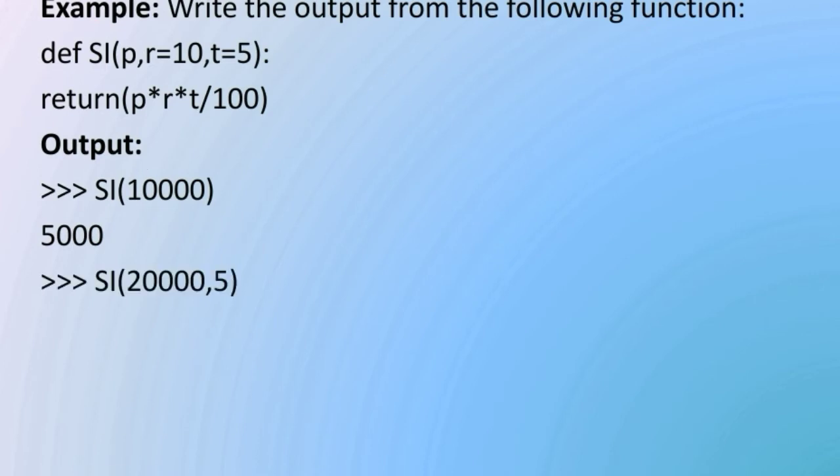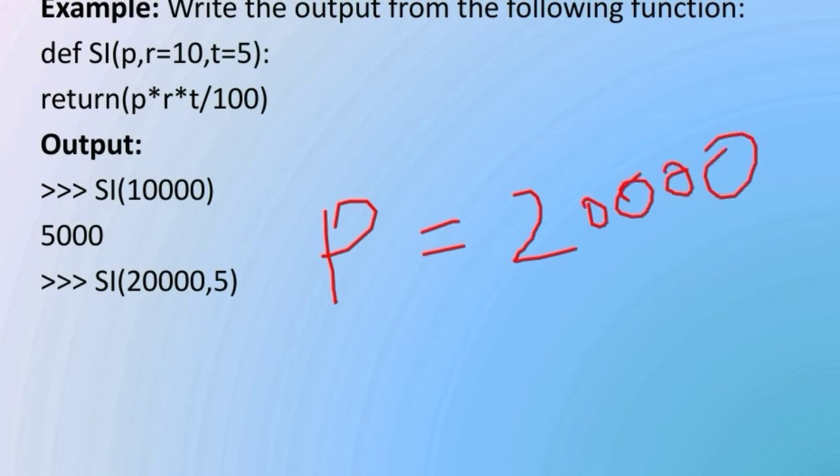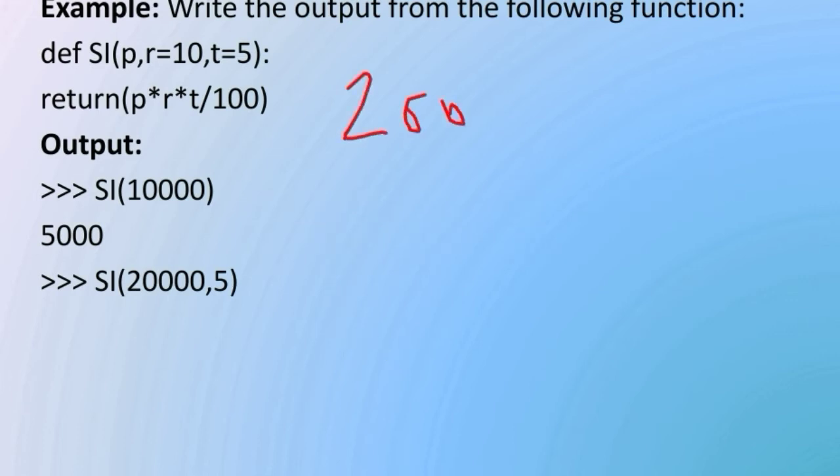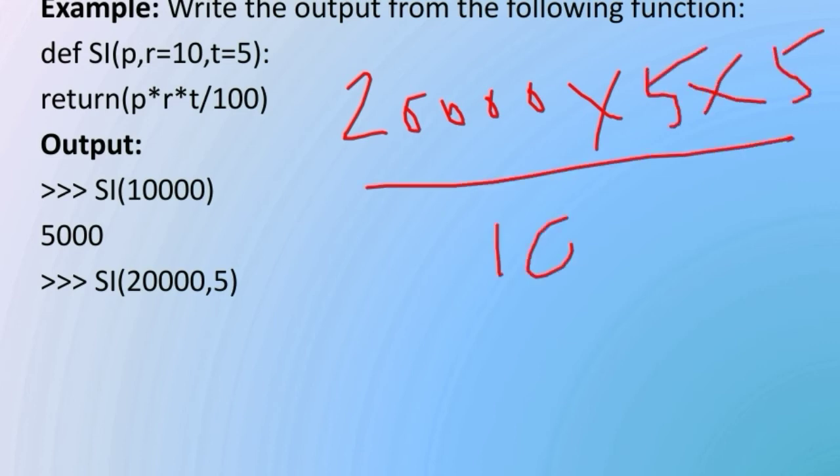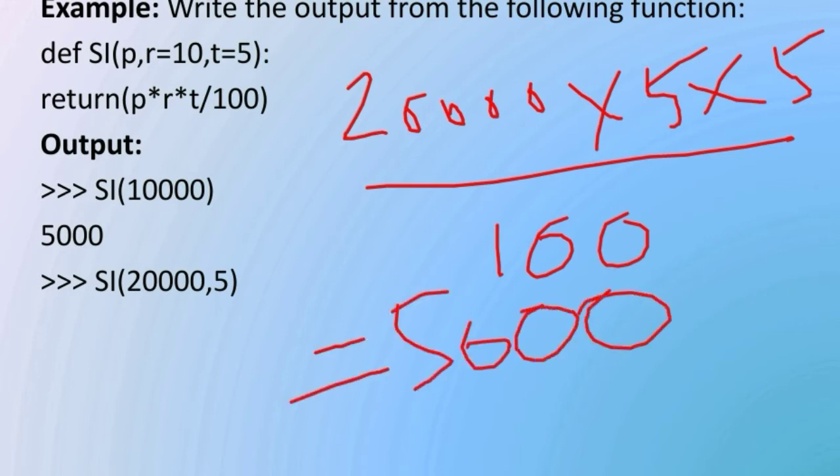Next, the function call statement is S1(20000, 5). It means the value 20,000 is assigned to the variable P and 5 is assigned to the variable R. So 20,000 into 5 into 5 divided by 100. The answer will be 5,000, and that answer 5,000 will be displayed on the screen.